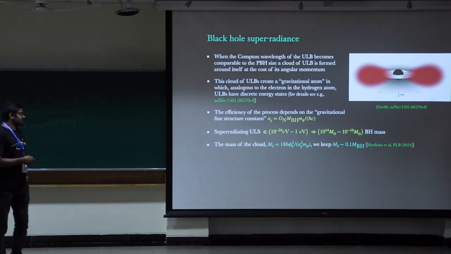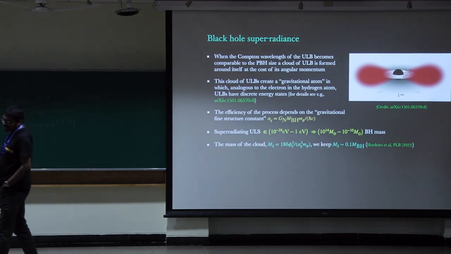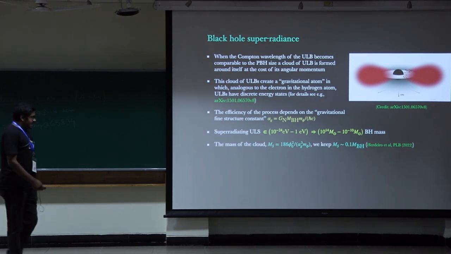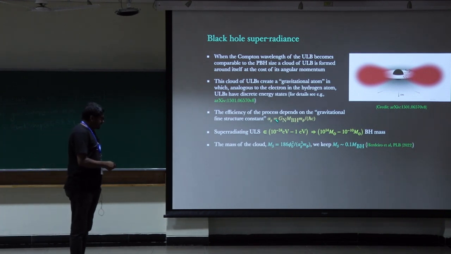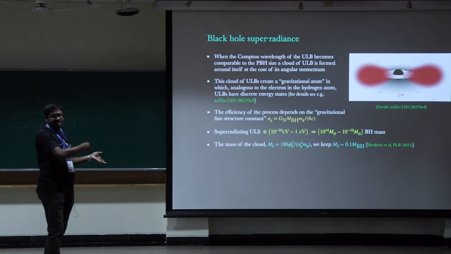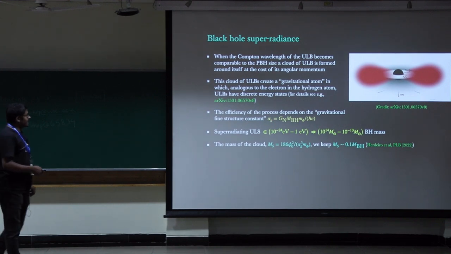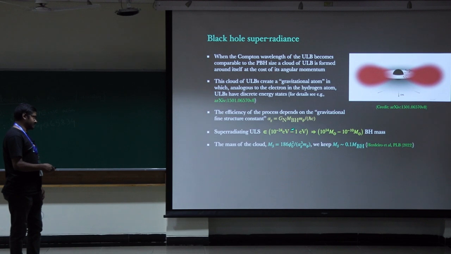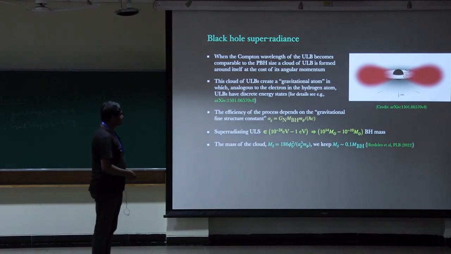Which is almost analogous to the electron in the hydrogen atom, with discrete energy levels, okay. There you will also have quantum numbers like n, l, m, that kind of thing. And the efficiency of this whole process depends on the gravitational fine structure constant, which you can define in this manner. If this alpha_g, the gravitational fine structure constant, is let's say of order 1, then this effect would be the best, and if it is lower, then the effect will not be that good. So this is one parameter that we are going to use. And also you see that depending on what masses of the black holes you are considering, the range of ultralight scalars or ultralight bosons you can generate from this superradiance mechanism has a range.